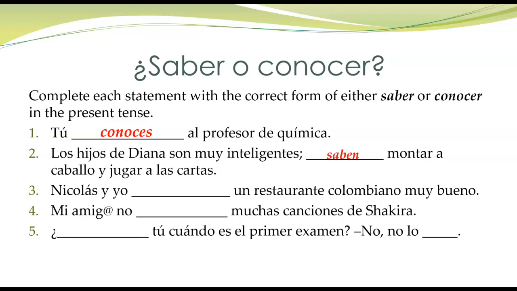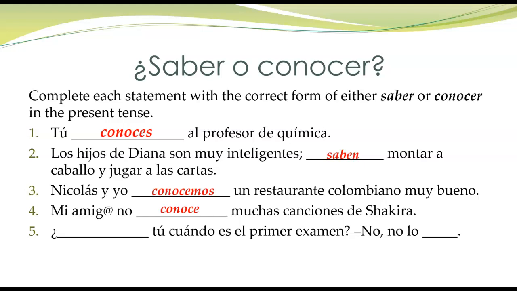Nicolás y yo, un restaurante colombiano muy bueno. Okay, so we're not asking about where it is, we're talking about the fact that we are familiar with it. So conocemos un restaurante colombiano muy bueno. Mi amigo o mi amiga muchas canciones de Shakira. So here we've got canciones de Shakira, which are works of Shakira, and being familiar with or knowing works. Mi amigo, mi amiga no conoce muchas canciones de Shakira.